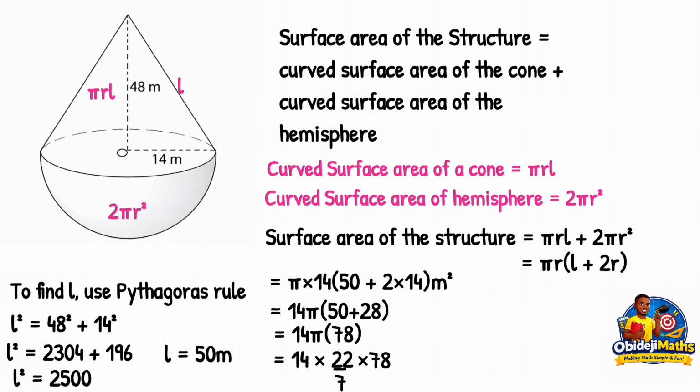Do the calculation. Pi is 22 over 7. It will give you 3,432 meters square. But if you look at the question, we are told to correct it to three significant figures. So the answer is 3,430.